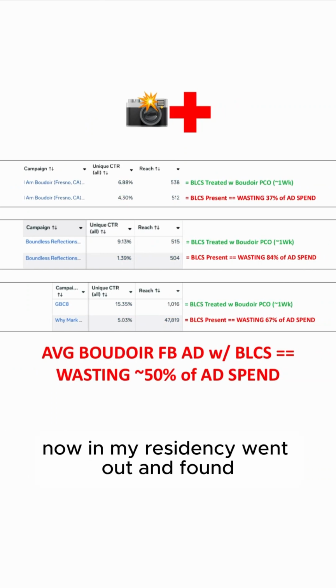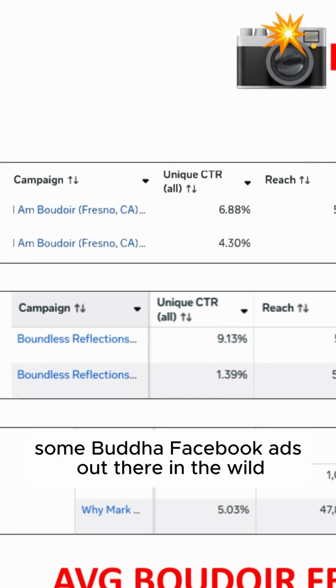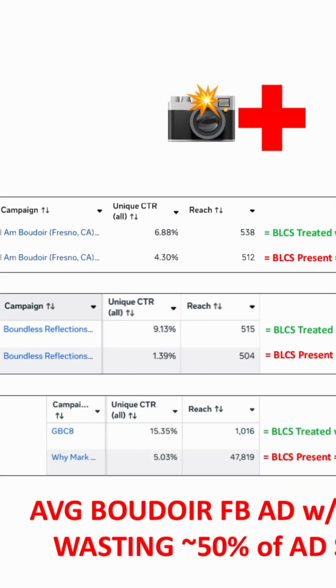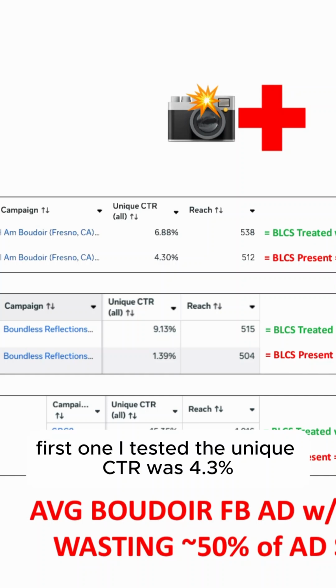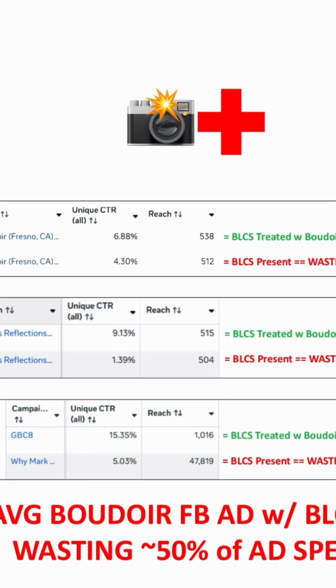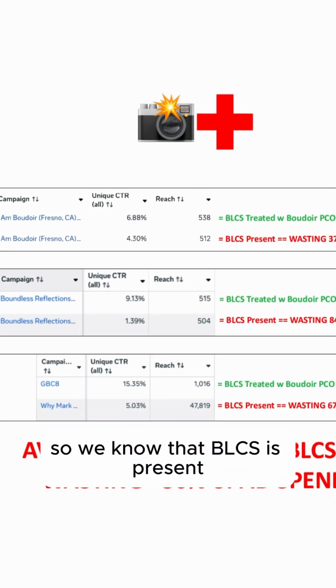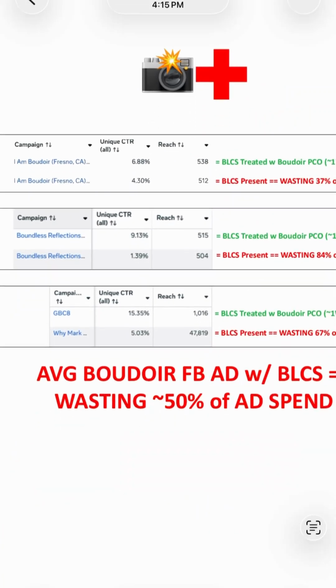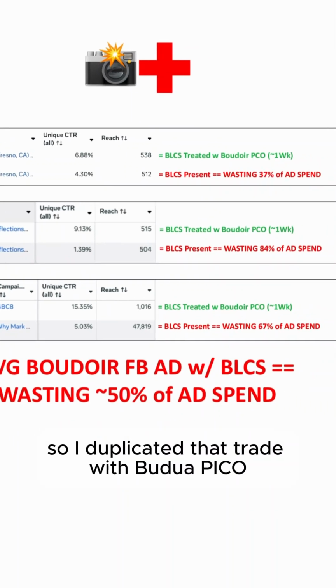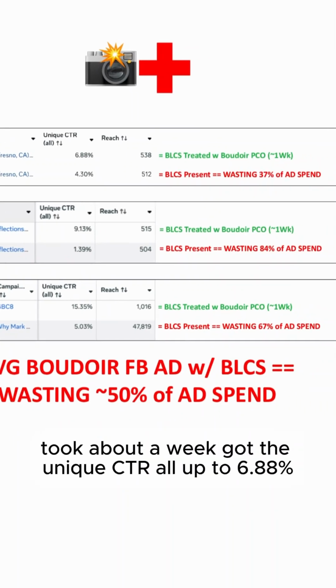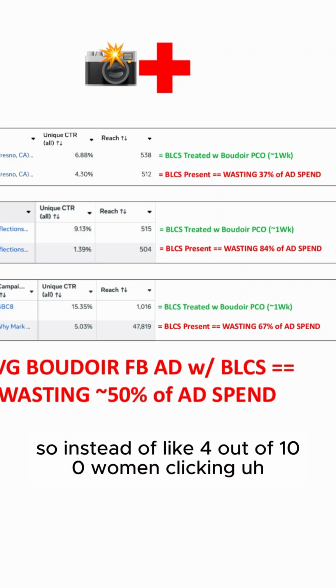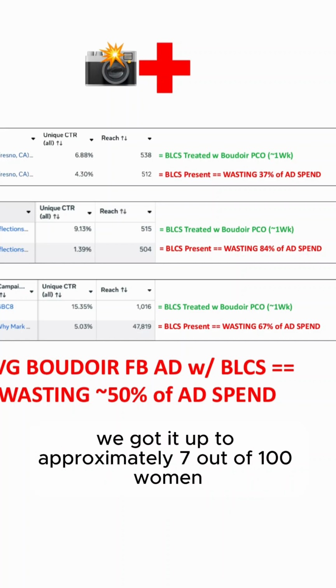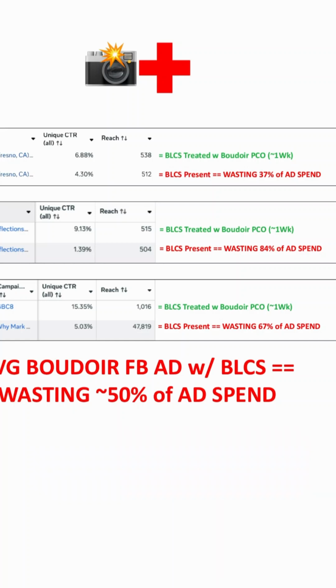Now, in my residency, I went out and found some Boudoir Facebook ads out there in the wild. The first one I tested, the unique CTR all was 4.3%. So we know that's under 6%, so we know that BLCS is present. So I duplicated that, treated it with Boudoir Pico, took about a week, and got the unique CTR all up to 6.88%. So way better. So instead of about 4 out of 100 women clicking somewhere in the ad, we got it up to approximately 7 out of 100 women.